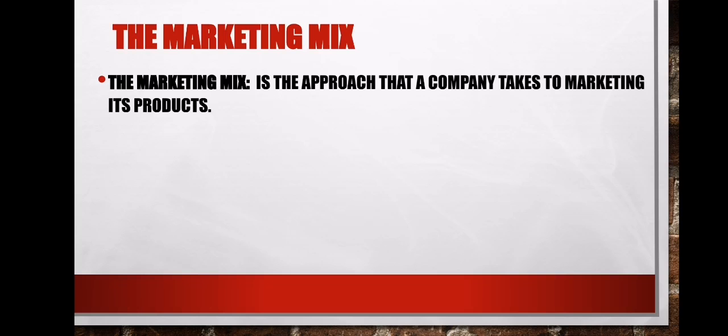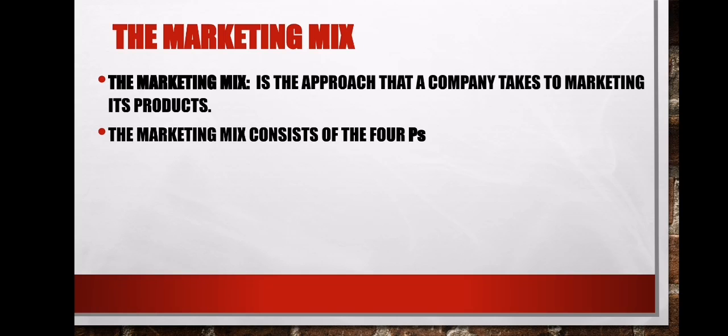This marketing mix is made up of four P's. Hence, we say it's a marketing mix. It's a mix of four P's. It consists of four P's. Let us check which are those P's and how they apply in this marketing mix. One, we have the first P, which is product. You want to market your product. There's no way that you will take your product to the market without producing it. So the first thing, you have to produce the product. The first P is product.